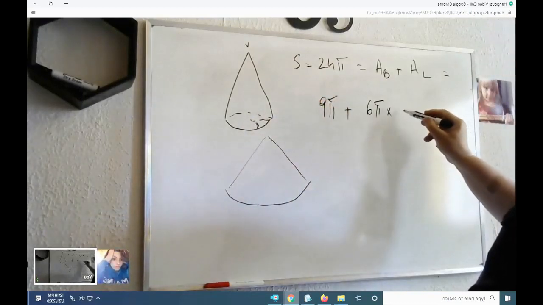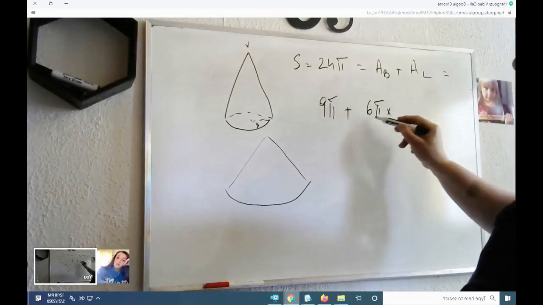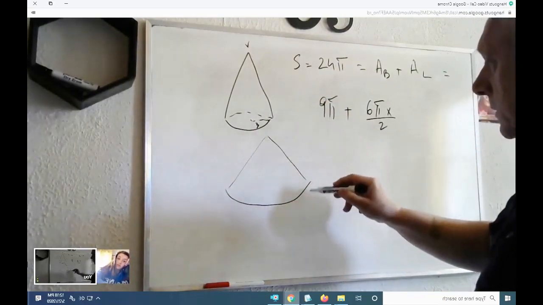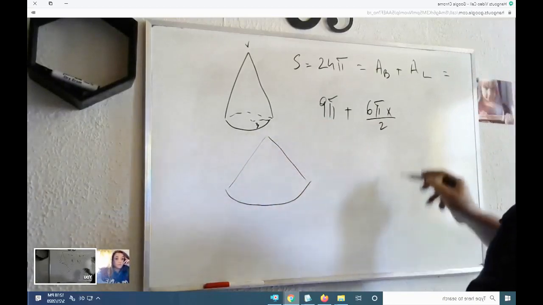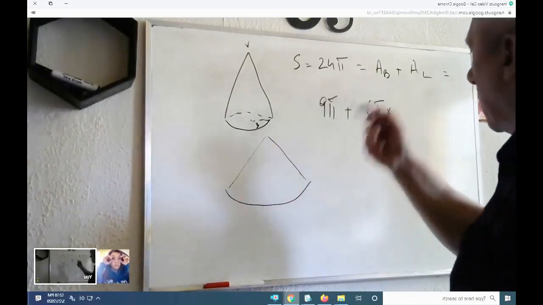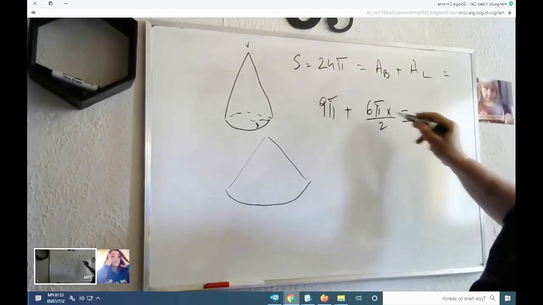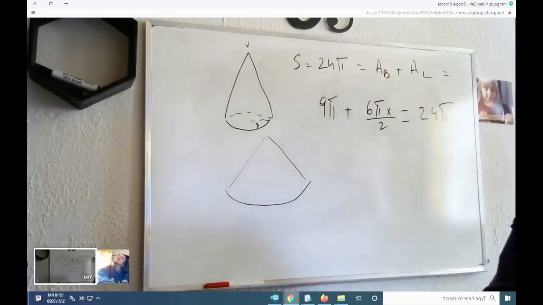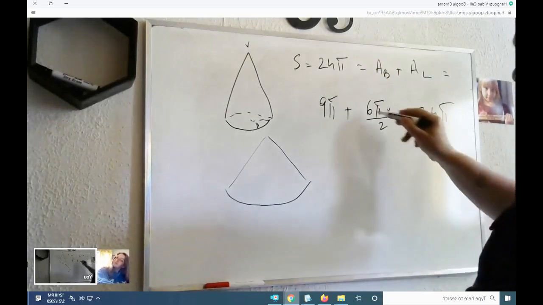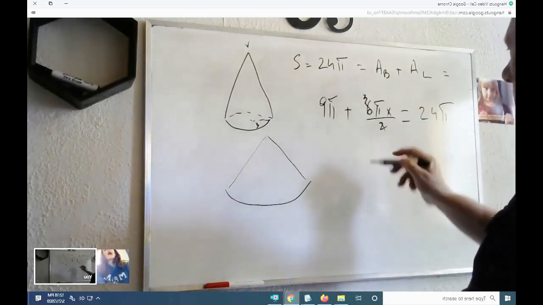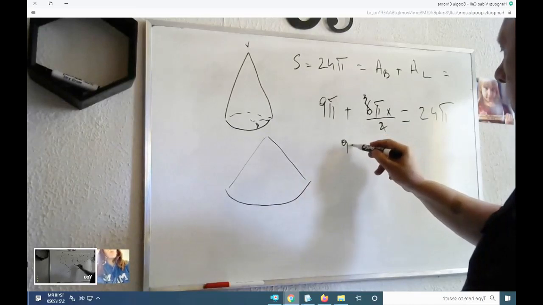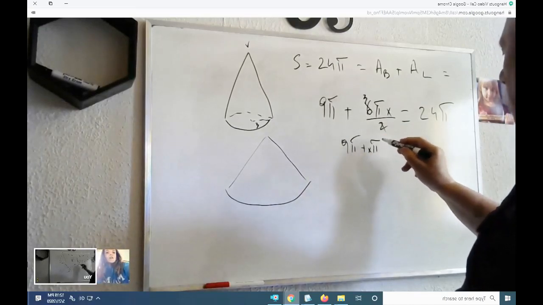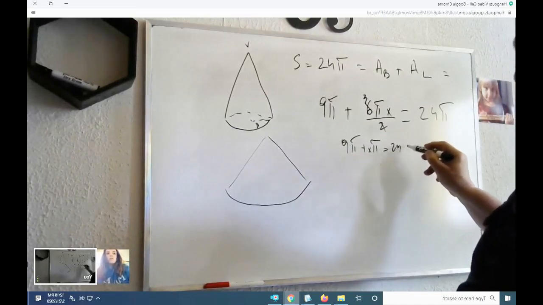Let's say it's an x over 2. Sorry, I forgot. So it's like a triangle: this base times the slant over 2. That's the lateral area. So the whole thing is 24 pi. We know that, so we can find the x very easily, I assume. So this is going to be 3 here. So then we have 9 pi plus x pi, let's say, equals 24 pi.